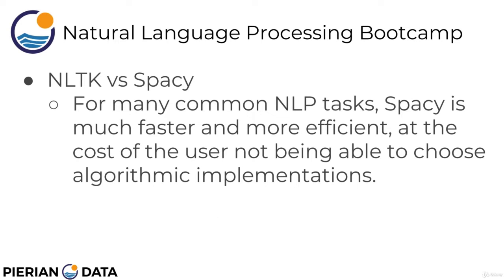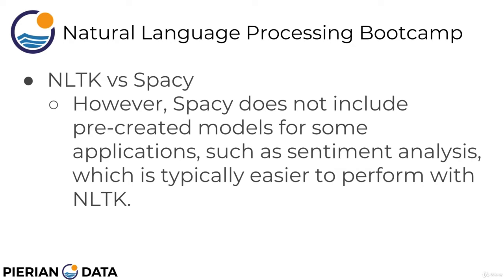For many common NLP tasks, Spacy is much faster and more efficient, at the cost of the user not being able to choose a specific algorithmic implementation. For most use cases, that really doesn't matter because you care about the end result, not using a particular form of the algorithm. So for that reason, Spacy is much faster than NLTK because NLTK has a variety of implementations for a lot of common tasks, when Spacy just defaults to the most efficient currently available. And it's also much newer. Keep in mind, Spacy doesn't include some pre-created models for some applications that NLTK does, such as sentiment analysis, which is typically easier to perform with NLTK.